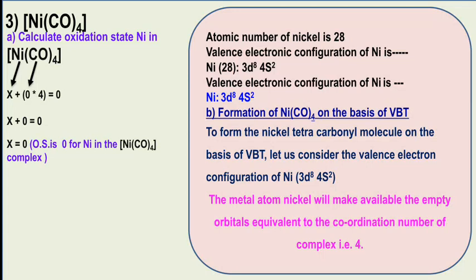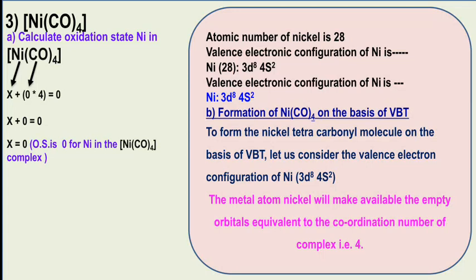Moving further, the atomic number of nickel is 28 and the valence electron configuration of nickel is 3d8 4s2. As we have seen, the valence electron configuration of nickel is 3d8 4s2 and also the oxidation state is 0. So all the electrons can be considered for the bonding purpose of this complex. Now, formation of NiCO4 on the basis of valence bond theory.